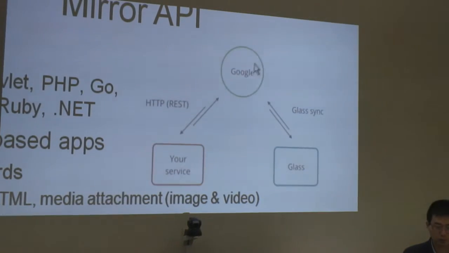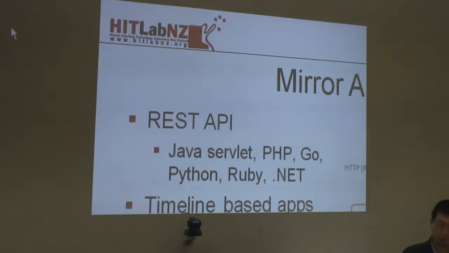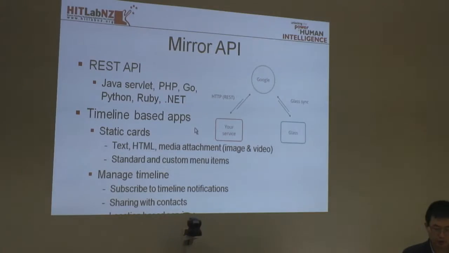And what the Google server does, it syncs with the glass. So you don't interact directly with the glass at all. You are always talking to the server that Google runs for the Google Glass, the Mirror API server. And then the Google server will talk to the glass. So it's not real-time interaction, so to say, but it's quite fast enough to do most of the interactive stuff. You'll see in a minute anyway.